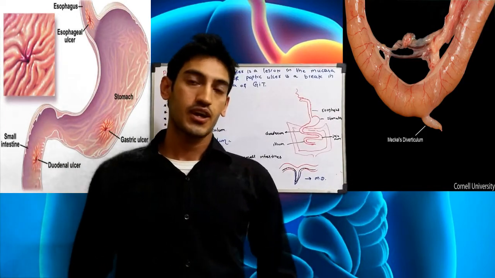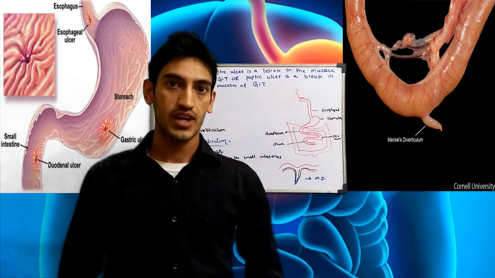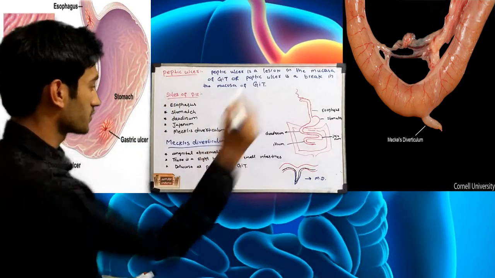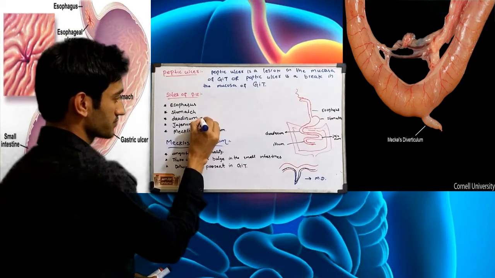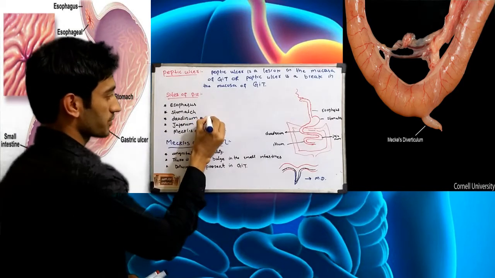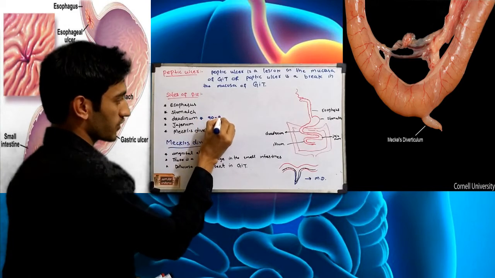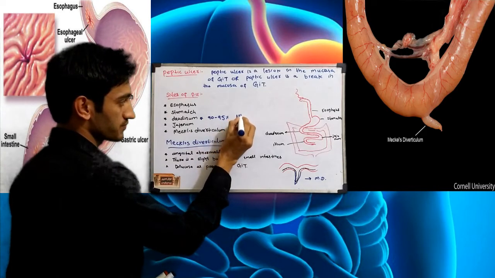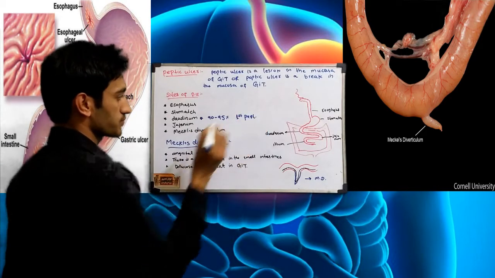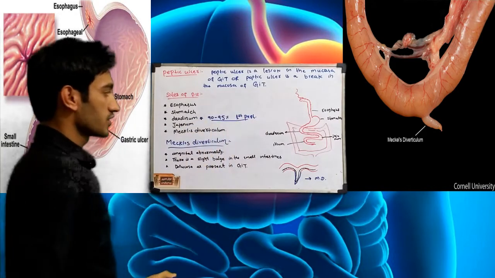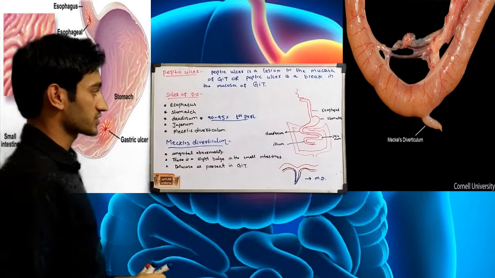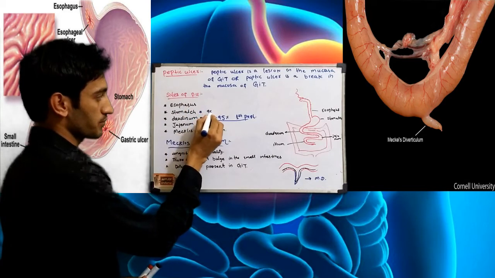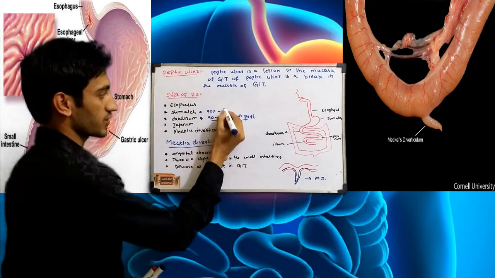After the sites, I will tell you some important points about the sites of peptic ulcer. The first important point is about the duodenum. Remember that 90 to 95% of peptic ulcers occur in the first part of the duodenum. This is a very important point. Another important point about the stomach: 90% of stomach ulcers occur in the lesser curvature.